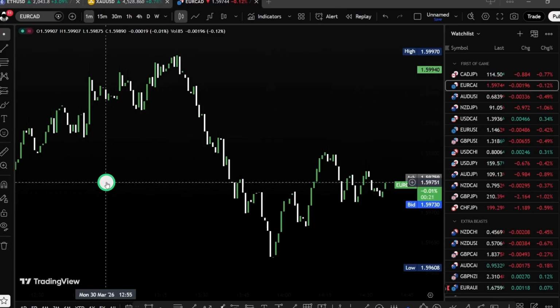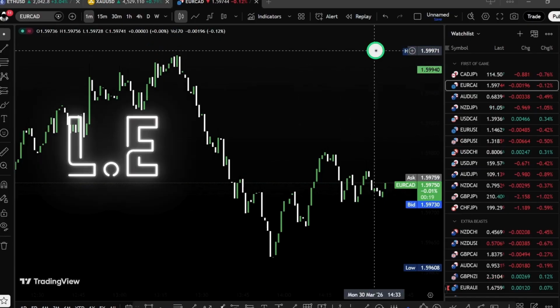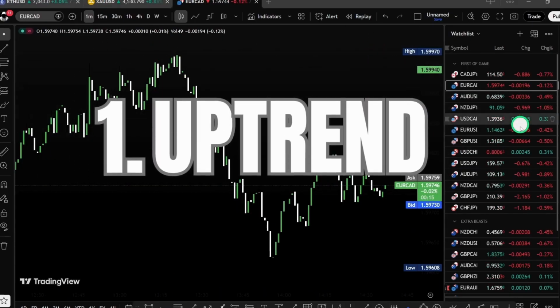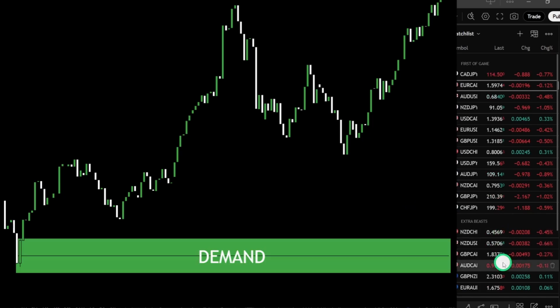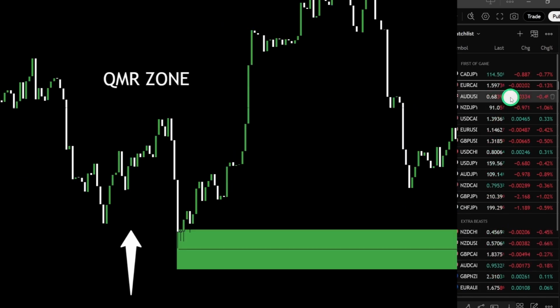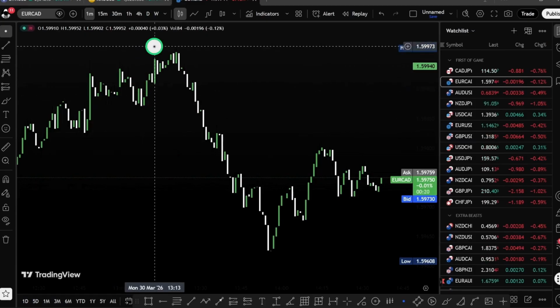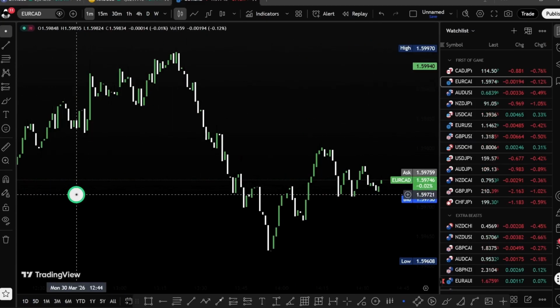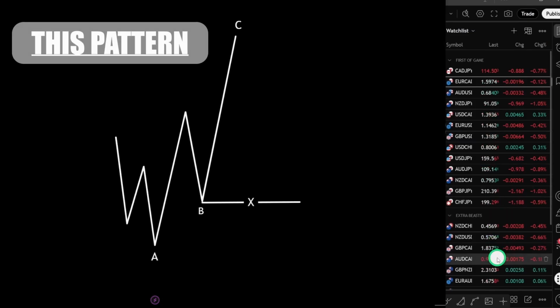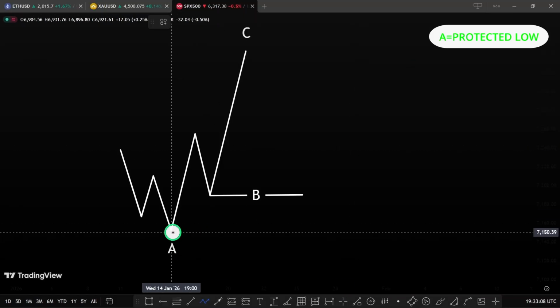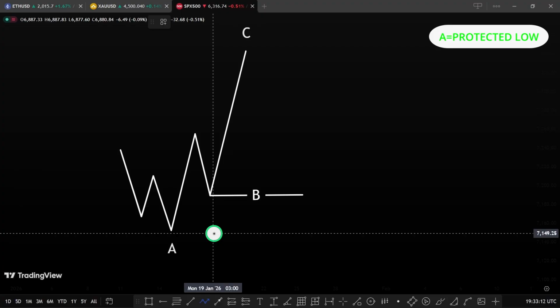The strategy I'm about to review is the second L.E model. First, for an uptrend, you will need either an area of strong demand, a level of support, KRMR, and a sweep of a higher time frame low. And then we have to make sure that price has printed on the chart exactly this pattern around any of the zones mentioned above. So here for an uptrend, this is our A level, which we don't expect price to take or sweep out, known as the protected low.